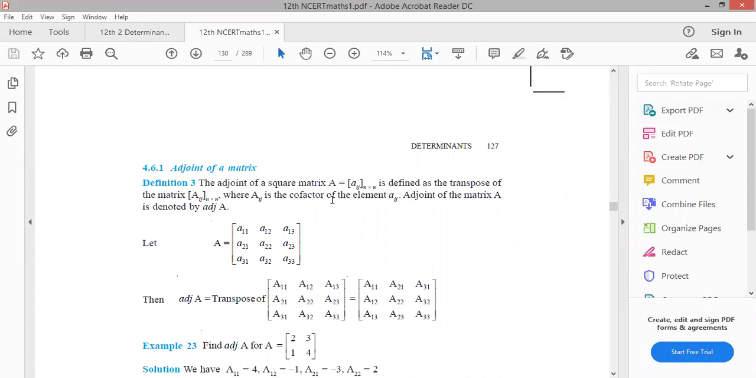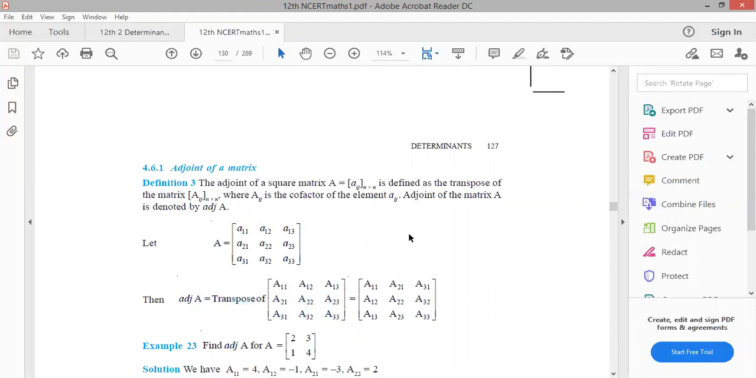So if you are given a square matrix, for every element there is a cofactor. We will find those cofactors. We will make a matrix of cofactors. After making the matrix of cofactors, we will transpose that matrix of cofactors. The matrix so obtained is called the adjoint of the given matrix.